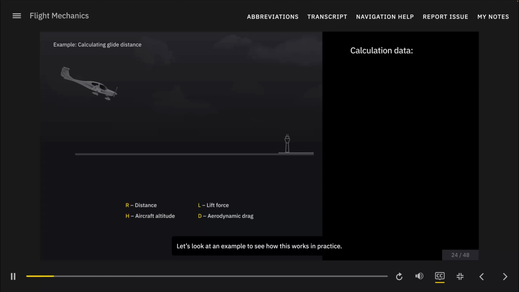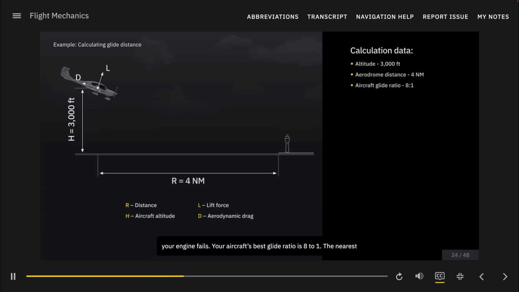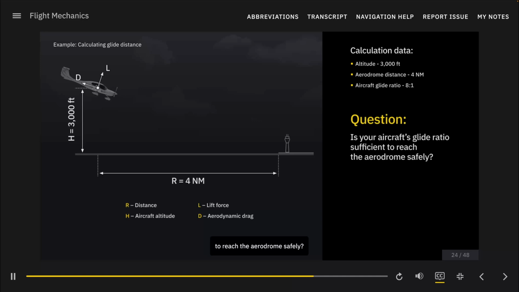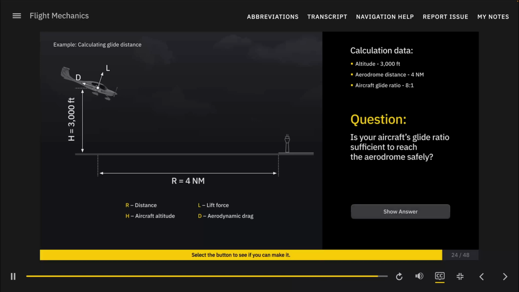Let's look at an example to see how this works in practice. You're flying at 3,000 feet above the ground in no wind conditions when your engine fails. Your aircraft's best glide ratio is 8 to 1. The nearest aerodrome is 4 nautical miles away. Is your aircraft's glide ratio sufficient to reach the aerodrome safely? Select the button to see if you can make it.